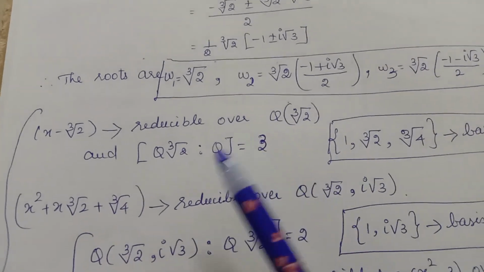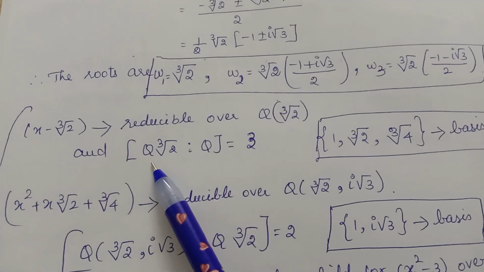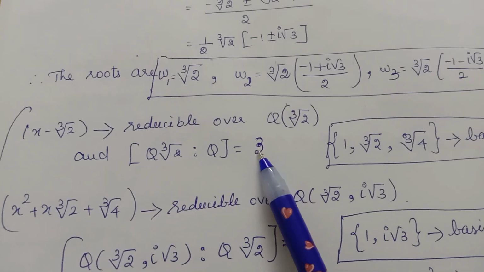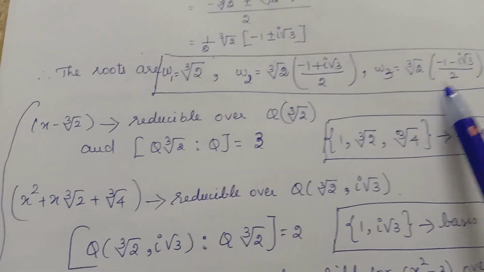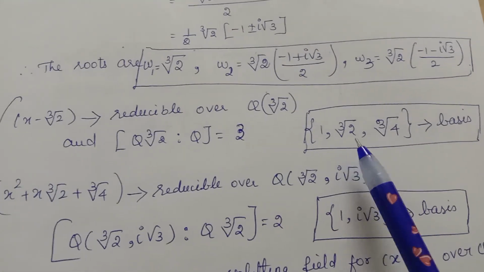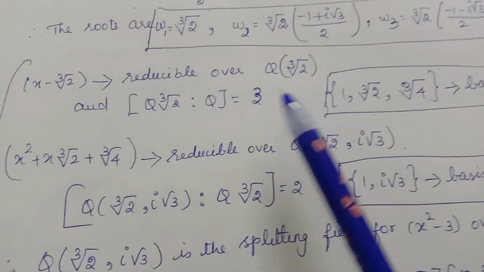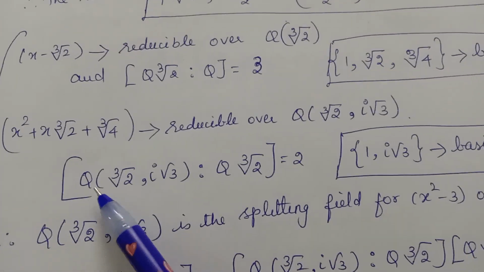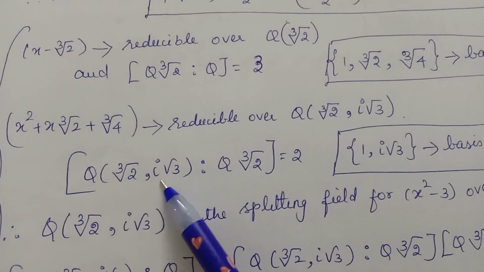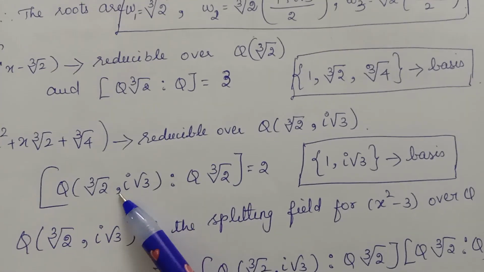Now what is the degree of Q of cubic root of 2 over Q? 3. Next, one more element is there, no? The polynomial is irreducible over Q of cubic root of 2, and it is reducible over Q of cubic root of 2 comma i root 3. One more element I am adding.